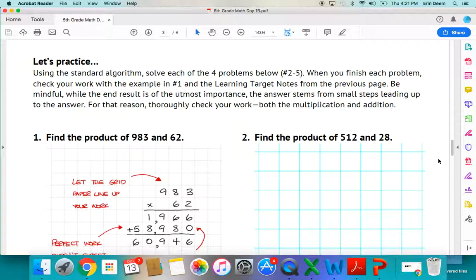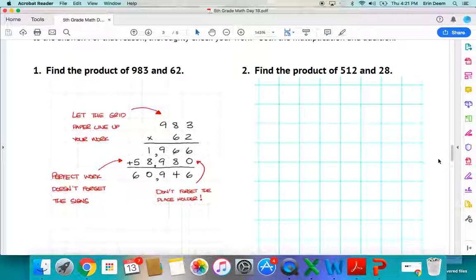Number 1, find the product of 983 and 62. Let the grid paper line up your work. Don't forget the placeholder. Perfect work doesn't forget the signs.